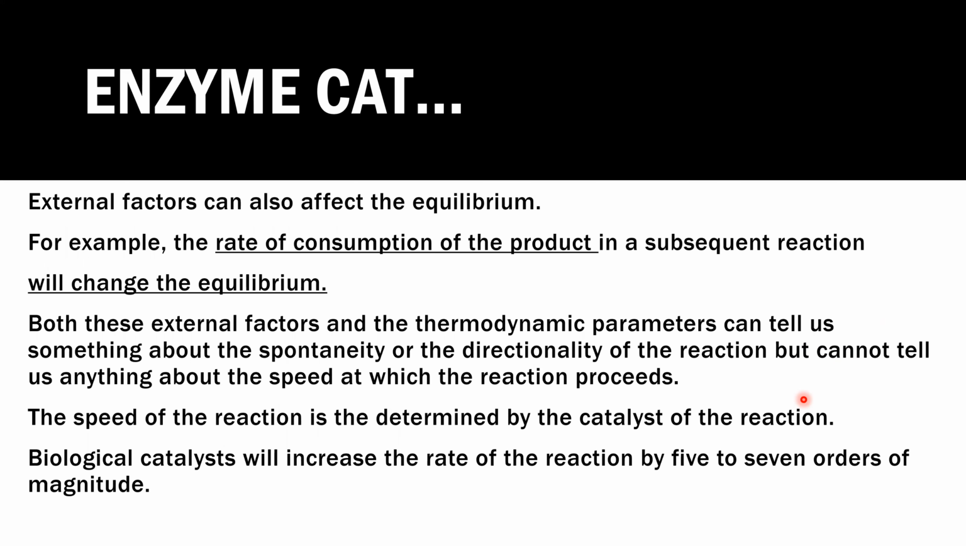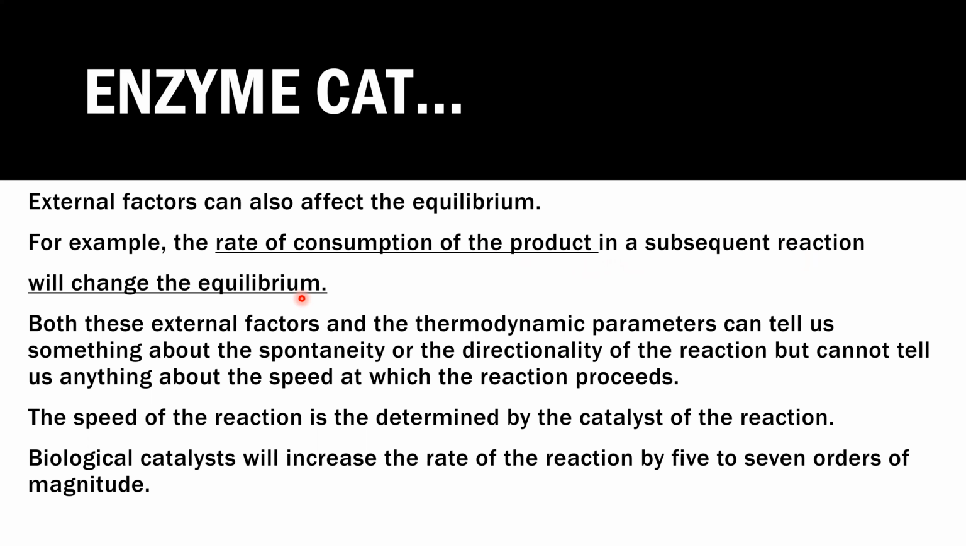Now, the next thing is that there are external factors which can affect the equilibrium. For example, the rate of consumption of the product, that is, how much product is being consumed during the reaction. If there is a high rate of consumption of the product, the reaction will move in the backward direction. So the consumption of the product in a subsequent reaction will change the equilibrium. The equilibrium will shift according to the rate of consumption or formation of the product.